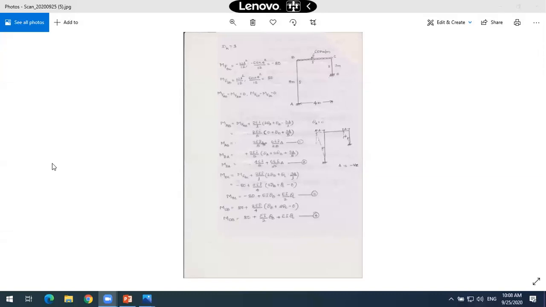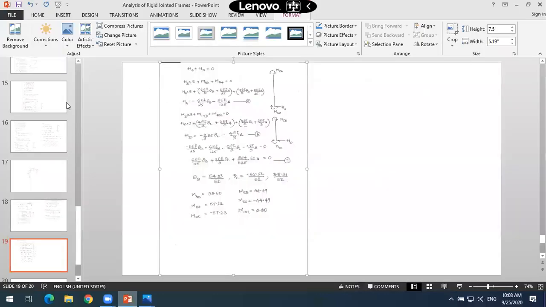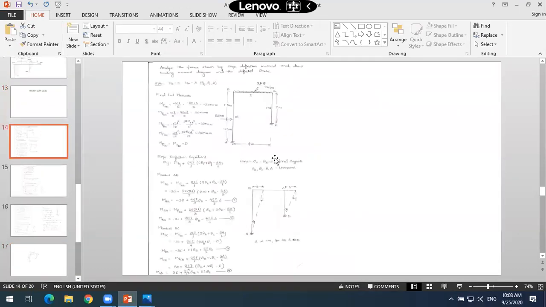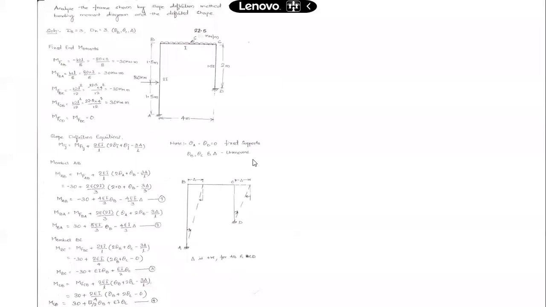Okay, good morning. We'll start. So yesterday I was discussing the sway type of frames. I had taken one frame with sway, so we'll just continue with that example. There was some correction in the load. This was the frame we had taken.